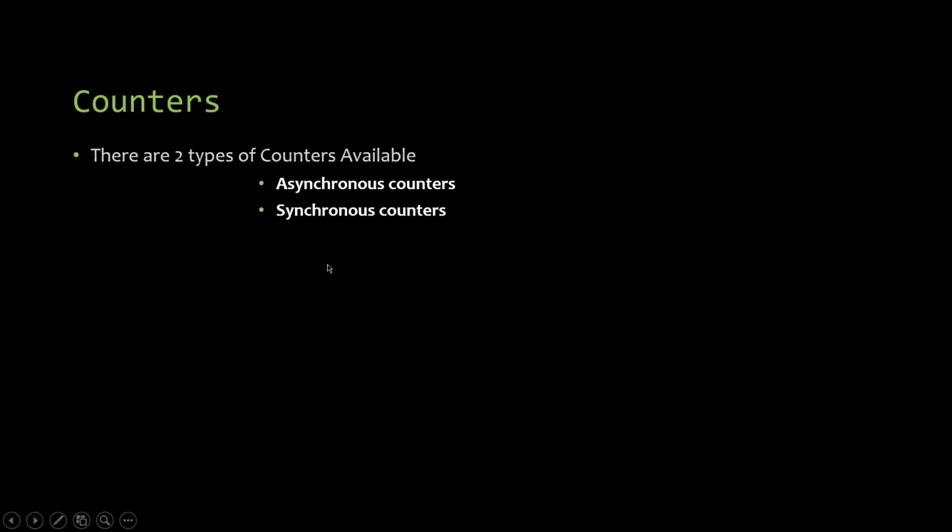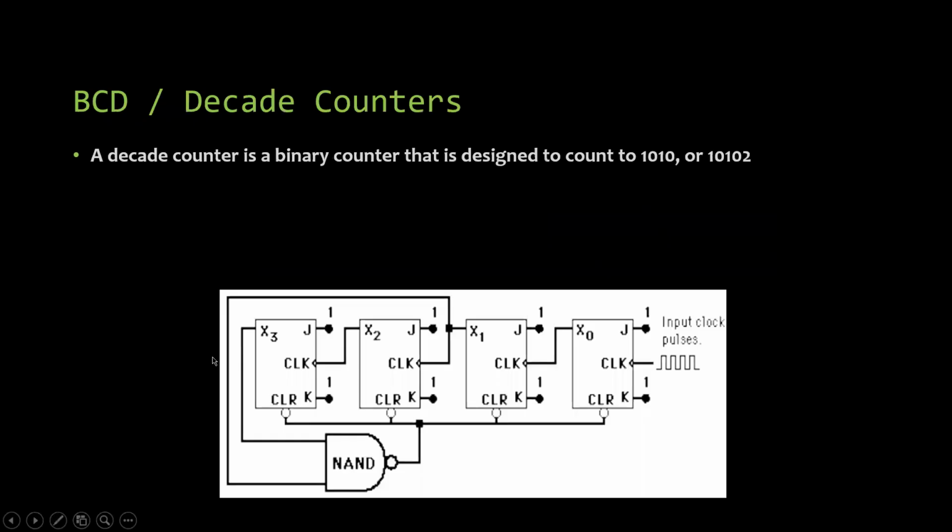And now let's talk about counters. There are two types of counters available. They are synchronous counters and asynchronous counters. So it is a theory part. I think it is a must for us to know that there are mainly two types of counters, synchronous counters and asynchronous counters. And when we talk about BCD or decade counters, a decade counter is a binary counter that is designed to count to 1010. That means 1010 means we know that is 10, or 1010 in binary. Okay. So it is used to count these types of things.